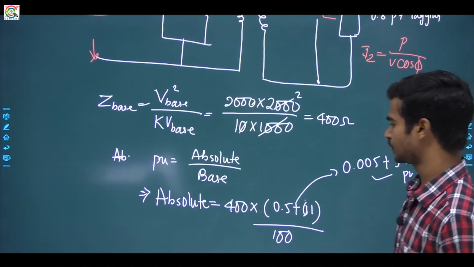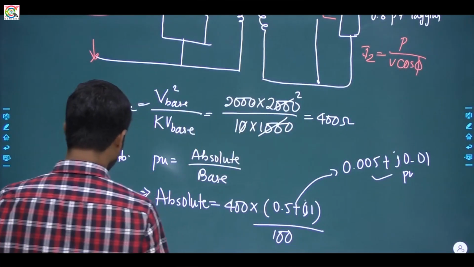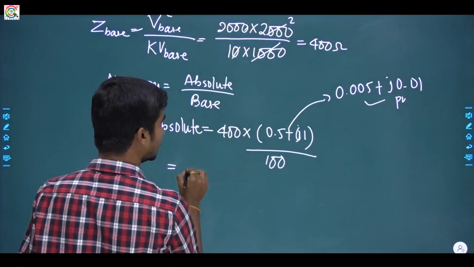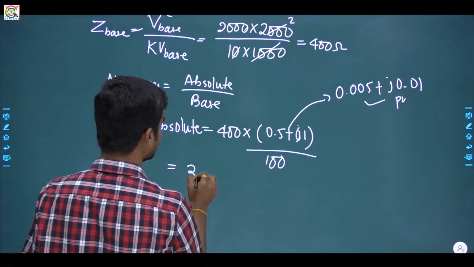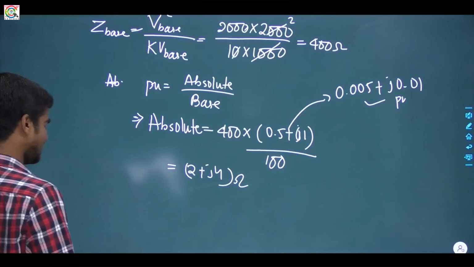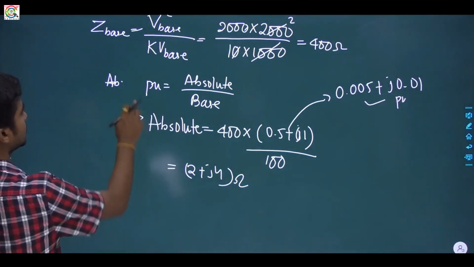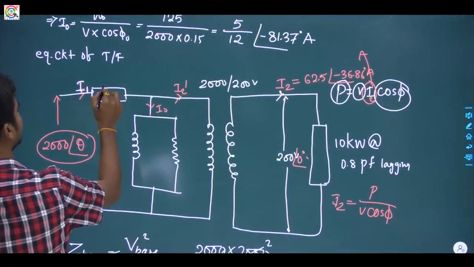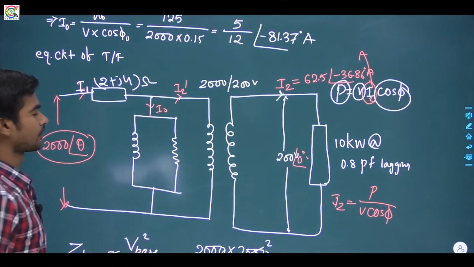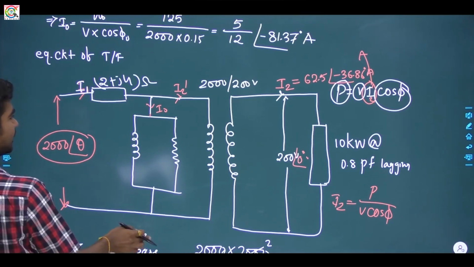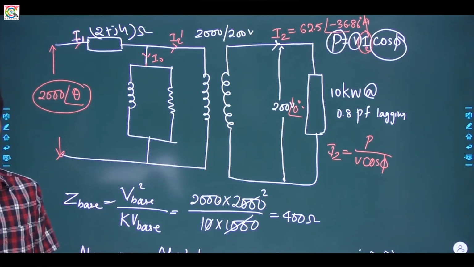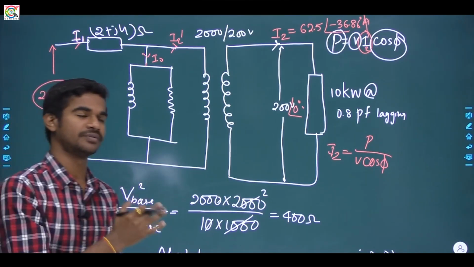Okay. So what will be the absolute value of impedance? It will be 2 plus j4 ohm. It will be 2 plus j4 ohm. So the magnitude of this element is 2 plus j4 ohm. Now let me draw the equivalent circuit of the transformer with respect to the primary side, and the primary side is 2000 volt.